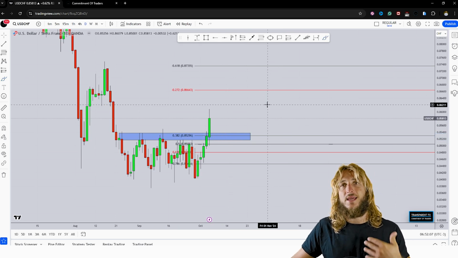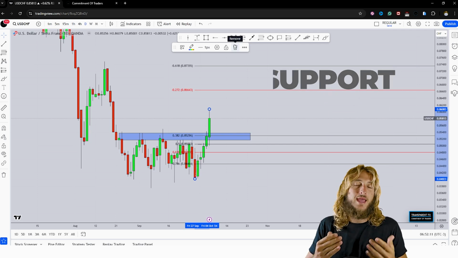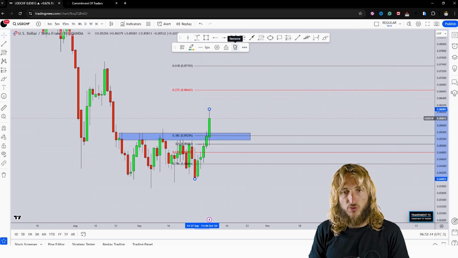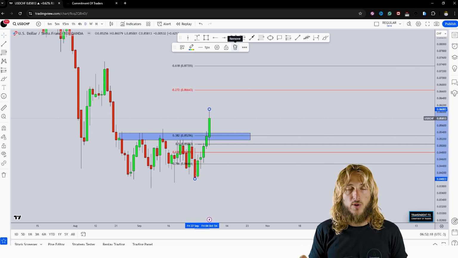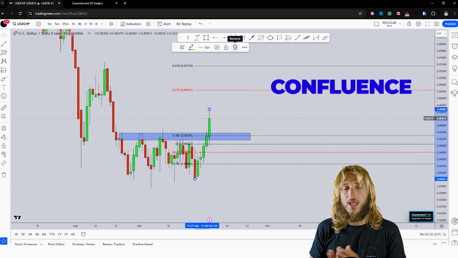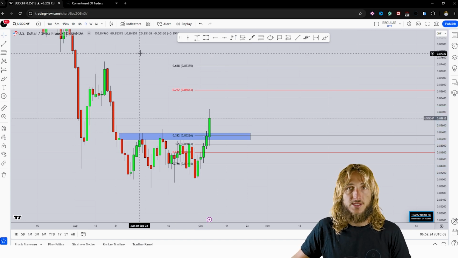Now, this creates historical support and demand, and also confluence of support and demand, because we have multiple layers of support lining up in the same area of price, which creates confluence of support. And when you see confluence of support, there is an increased probability of seeing institutional longing.